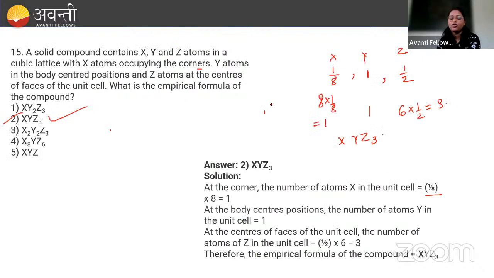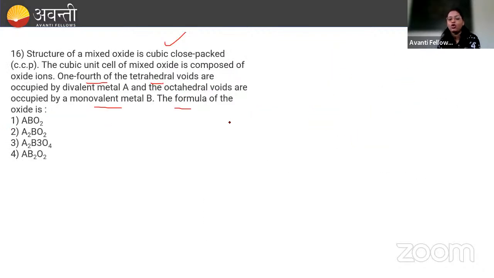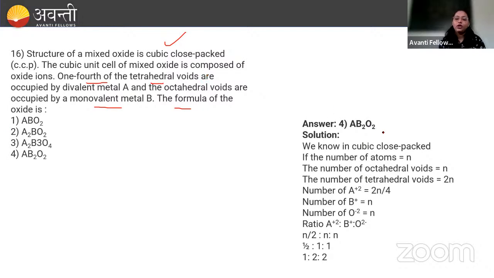हम लोगों ने ये जो प्रॉब्लम सॉल्व की, उसी तरह से ये भी प्रॉब्लम हम लोगों को सॉल्व करना है. देखिए, we know that in cubic close packed structure, the number of atoms are n, octahedral voids are n and tetrahedral voids are 2n. So यहाँ पे octahedral and tetrahedral voids are used. So here the number of A 2+ ions present is 2n by 4. And B+ कितने प्रेजेंट होंगे? n. और ऑक्साइड कितने प्रेजेंट होंगे? n.